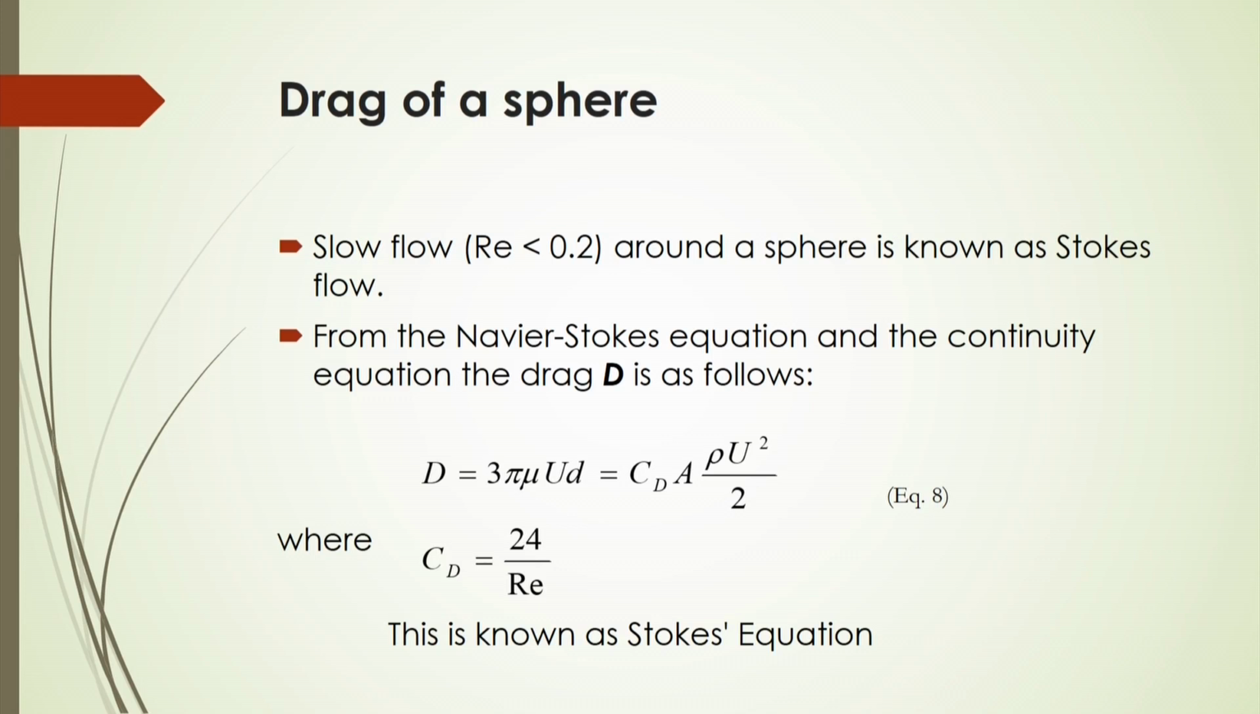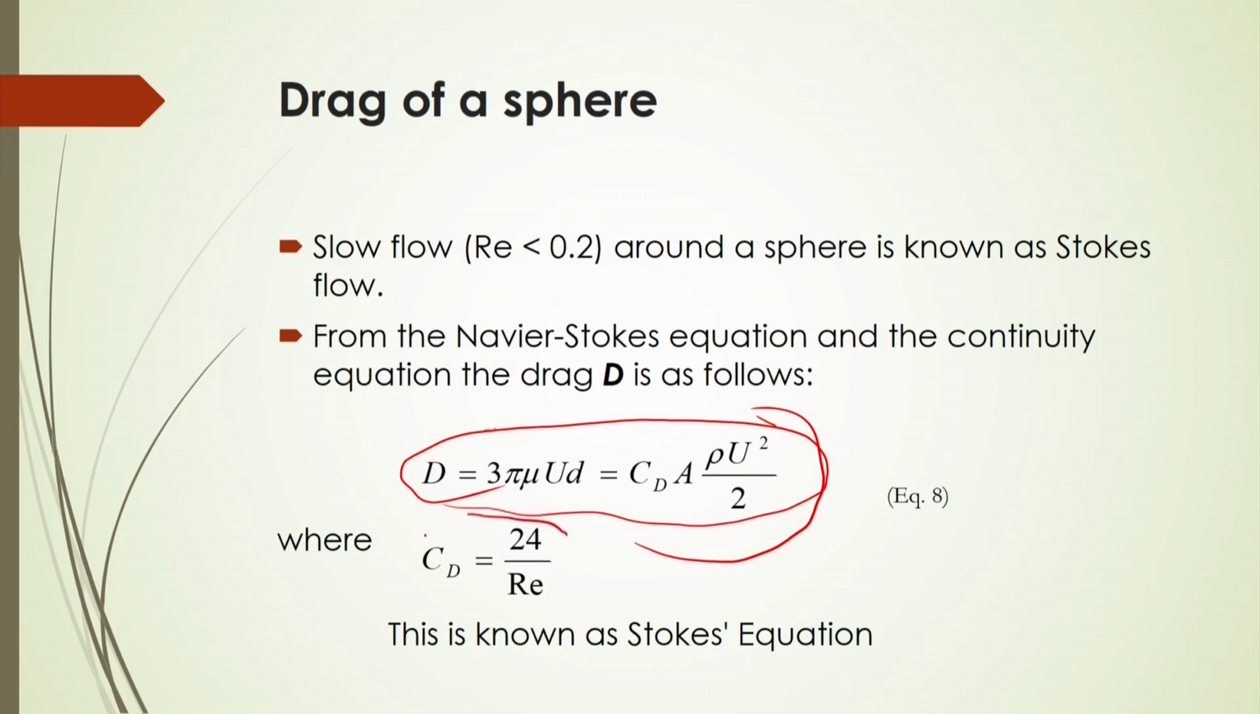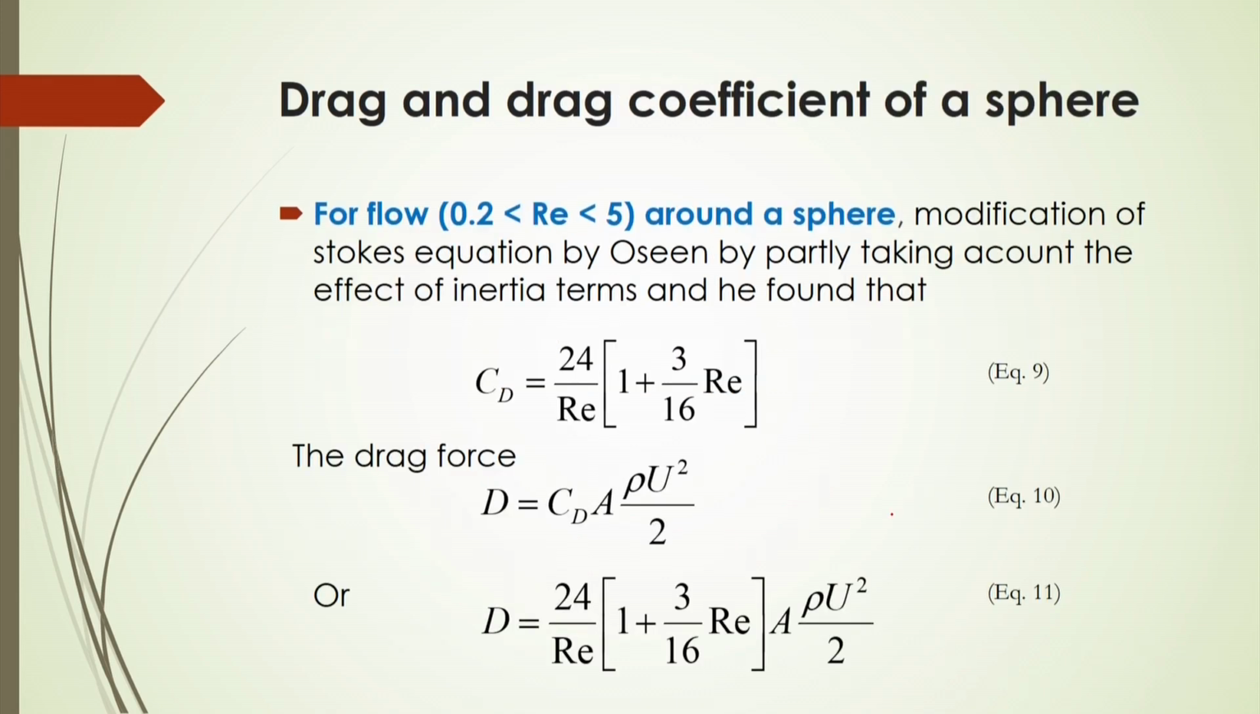Now, if we consider the drag of a sphere, again at a very slow flow rate where the Reynolds number is less than 0.2 around a sphere, then it is called Stokes flow. From the Navier-Stokes equation and the continuity equation, the drag, as per this definition, will be represented by this equation. In this case, the same way, it is defined as C d into A into rho u square by 2, where C d will be equal to 24 by Reynolds number for this Stokes flow, and this equation is called the Stokes equation.